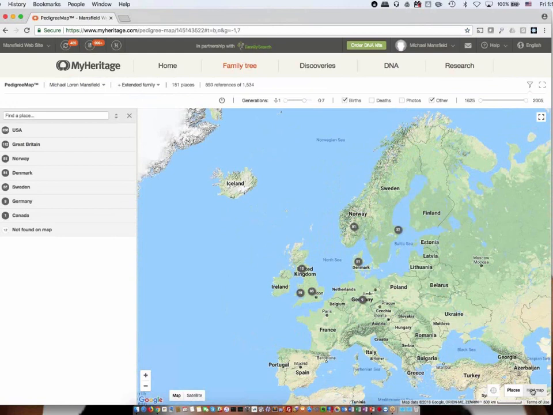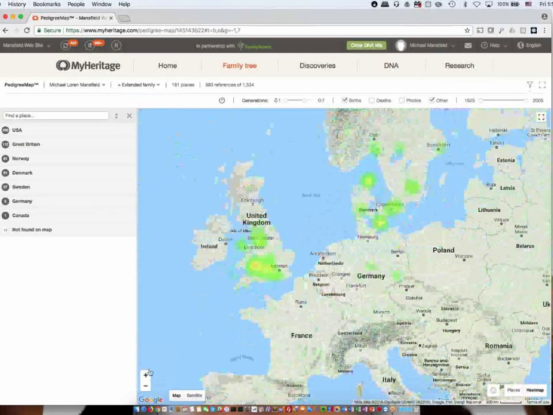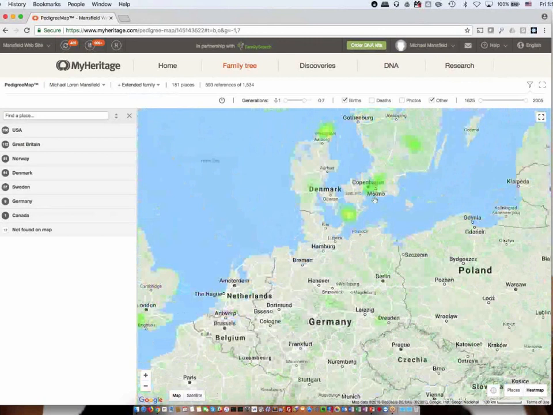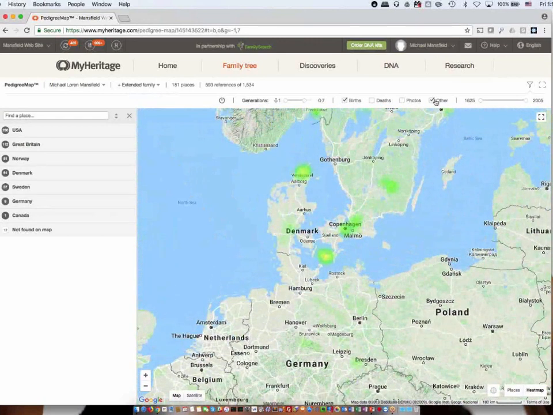And then down here at the bottom, in the lower right-hand corner, I can say heat map. This shows me this view of events that are occurring in my tree based on the filters I've set. I can also do a year range filter or various things. And it's coloring here where I have ancestors that were born in this case, and other.